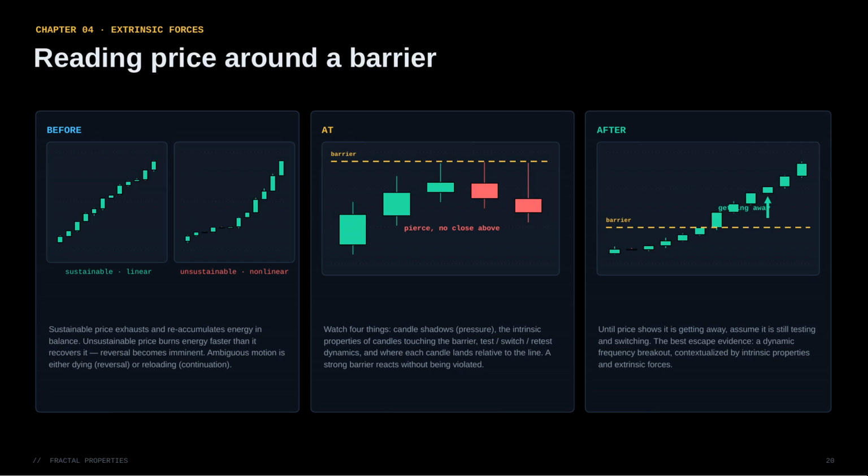At the barrier, watch the shadows for pressure, the intrinsic properties of the candles that touch it, the test-switch-retest dynamics, and where each candle lands relative to the line. The same candle means opposite things landing above versus below. A strong barrier reacts without being violated, and after, until price proves it's getting away, assume it's still testing. The cleanest escape evidence is a dynamic frequency breakout backed by context, which is exactly where this course goes next.